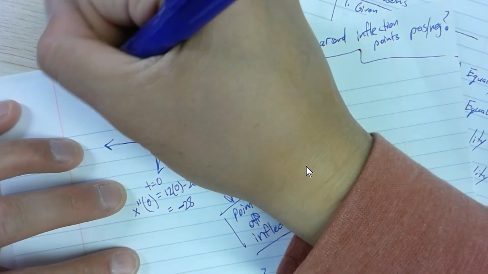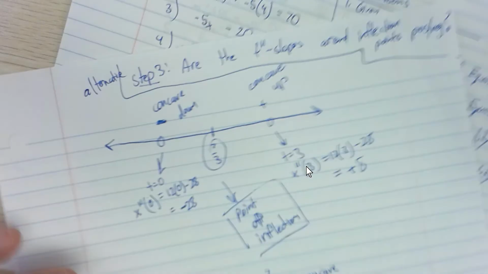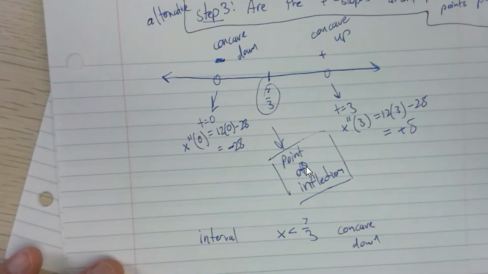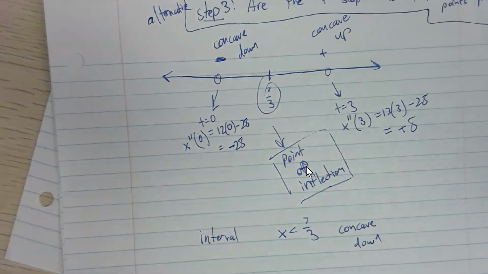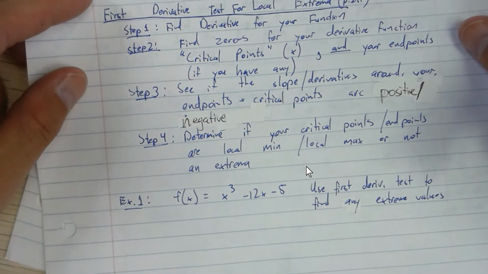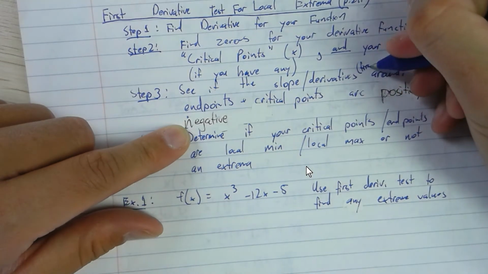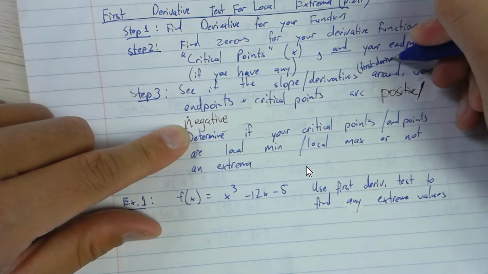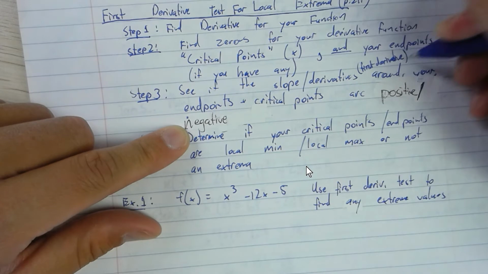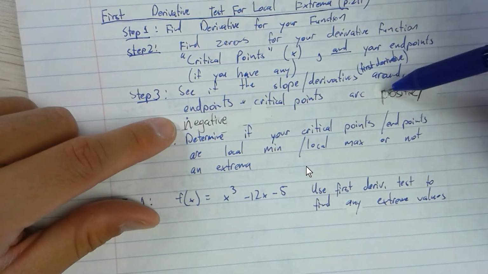So this is an alternative. And for those of you who are trying to be inquisitive about this, you can fast forward if you don't want to get confused. Technically, this is from the first derivative test. We use the first derivative around your endpoints and critical points to see if the slopes are positive or negative, right?